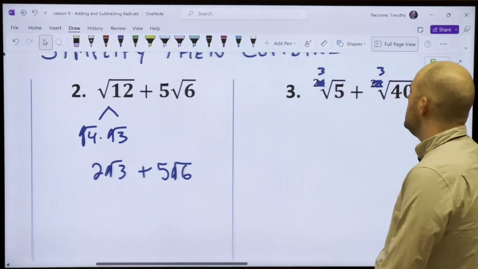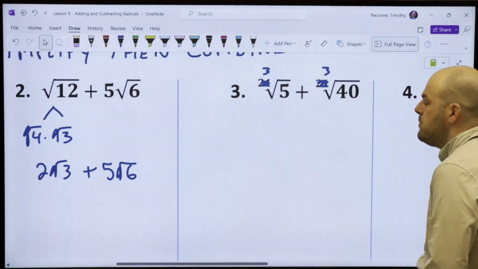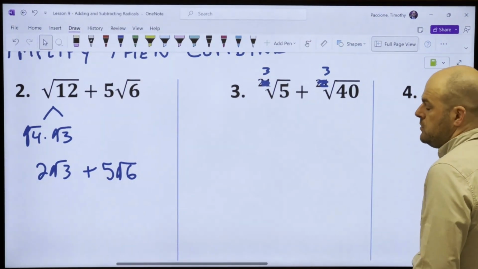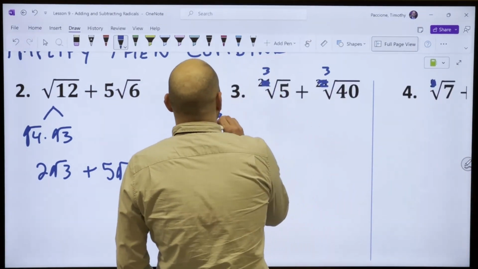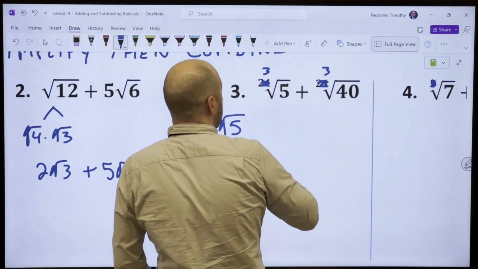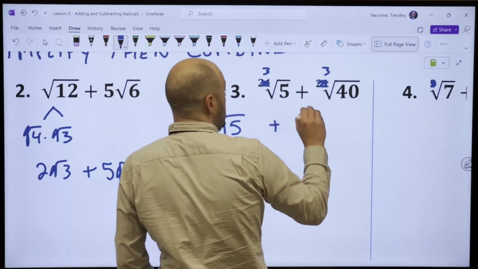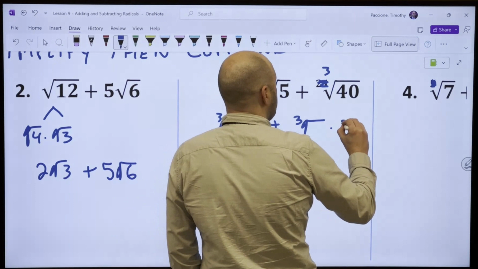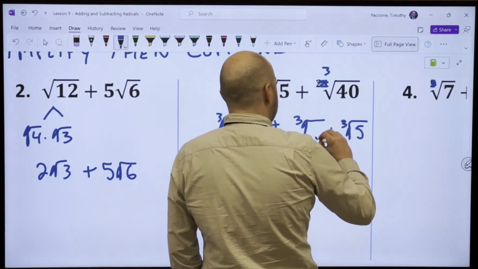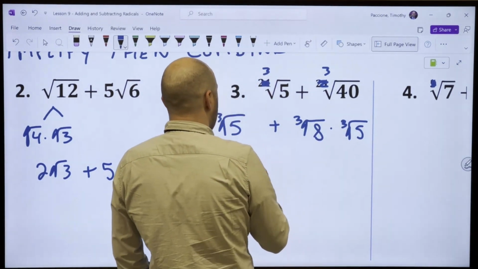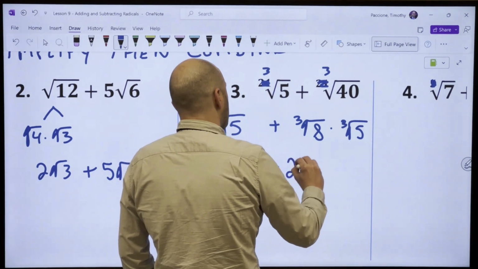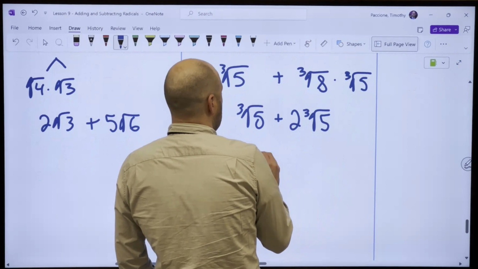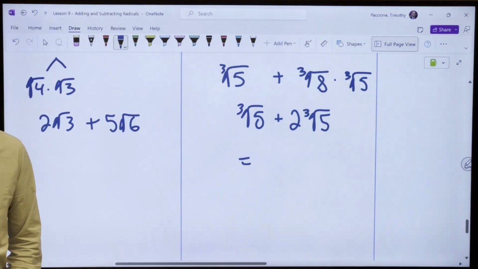Okay? This one, well, now that I changed the typo, you have the third root of 5 times the third root of 40. Well, again, you kind of have a little bit of a clue here. You're trying to get to the third root of 5, so you would change this one to the third root of what times the third root of 5? 8, right? Which means I have the third root of 5 plus 2 third root of 5, or how many third roots of 5? 3.